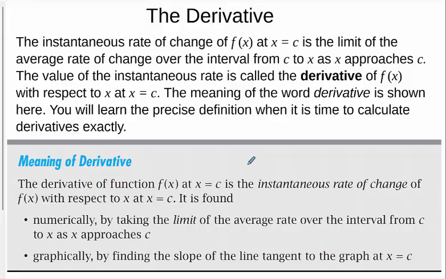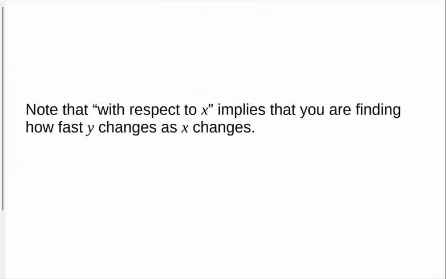The meaning of the word derivative is shown here, and we'll learn a more precise mathematical definition when we're ready to calculate derivatives. But here's the meaning for this. It says the derivative of a function f of x at x equals c is the instantaneous rate of change of f of x with respect to x at x equals c. It's found numerically by taking the limit of the average rate over the interval from c to x as x approaches c, graphically by finding the slope of the tangent line to the graph at x equals c. Again, it's not something to 100% worry about right now. We're going to come back to that. But this is just kind of a preview so you can see the power that calculus has.